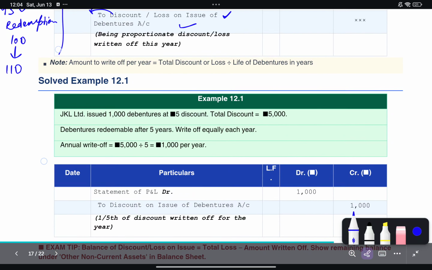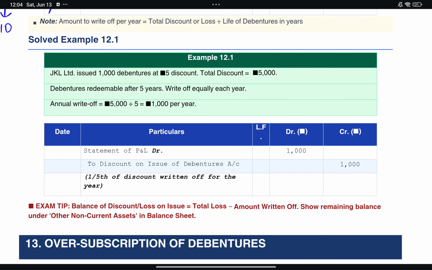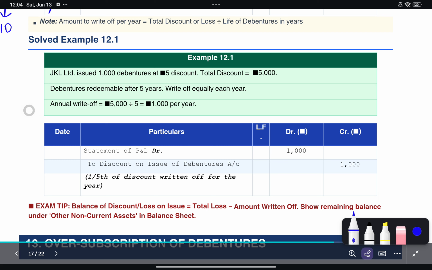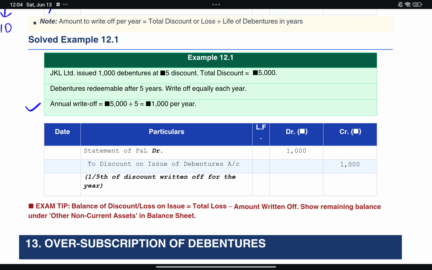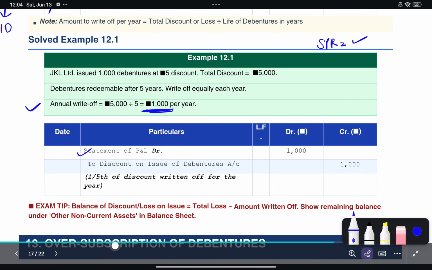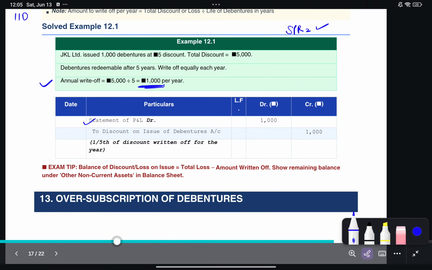If this type of question comes in the exam, they will tell you how to write off, whether annually or whole from SPR. Got it? So you have to do according to that. First of all you have to calculate how much we have to write off this year. We have to write off 1000 this year, and we write it off from the statement of profit and loss to discount. If SPR is given, then we can write it off from SPR. Hope you have understood till now.